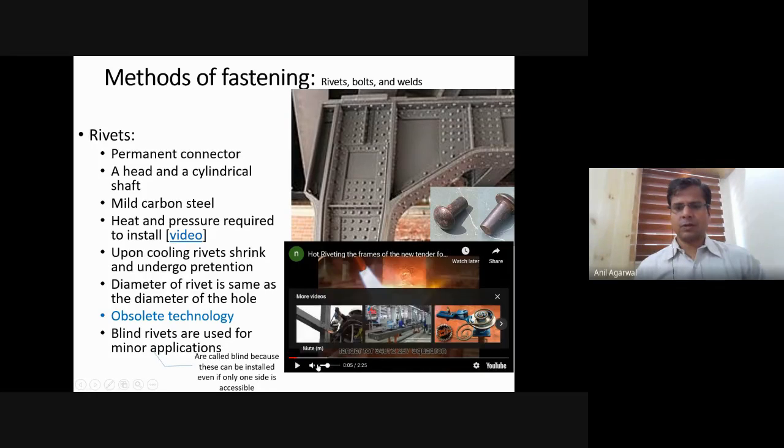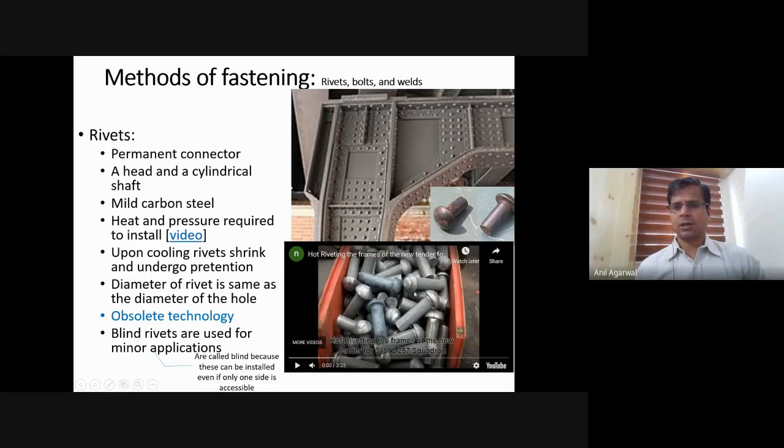So what you saw here were all rivets. This is how the rivets are kept in one place, and then they are heating one rivet at a time. So they are taking these rivets out from here.